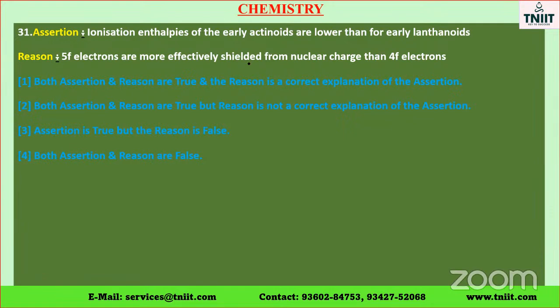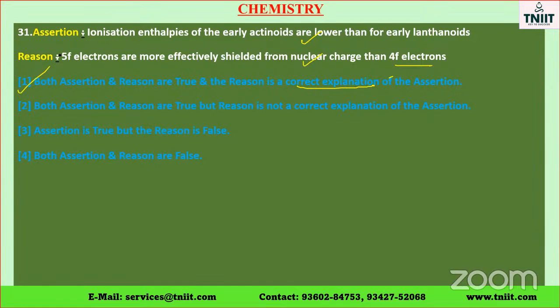5f electrons are more effectively shielded from nuclear charge than 4f electrons. Both assertion and reason are true, and the reason given is the correct explanation. So therefore, the answer for this question is option 1. 5s electrons are more effectively shielded from the nuclear charge than 4f. Therefore, the answer for this question is option 1.